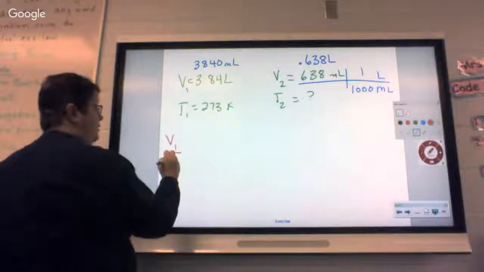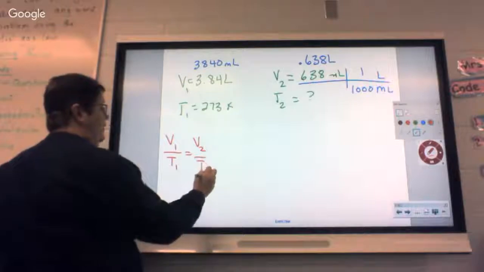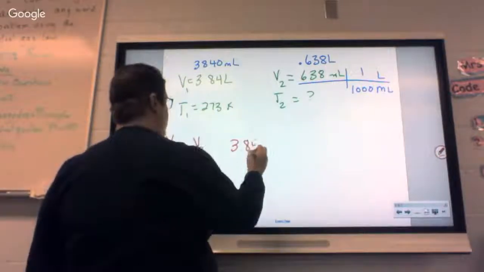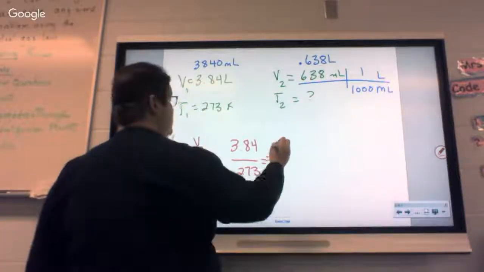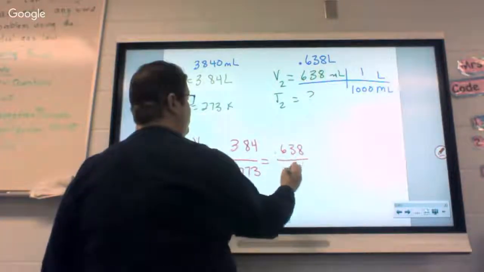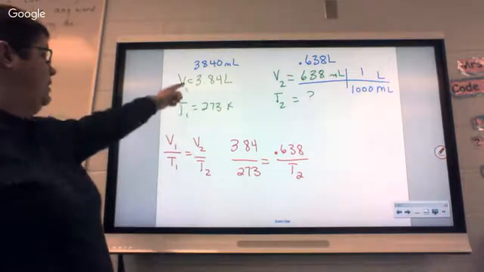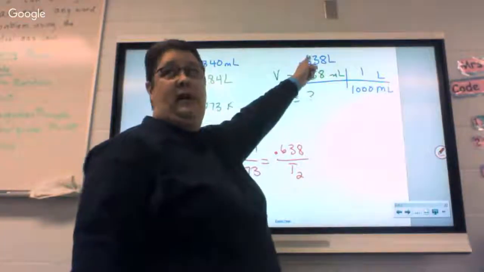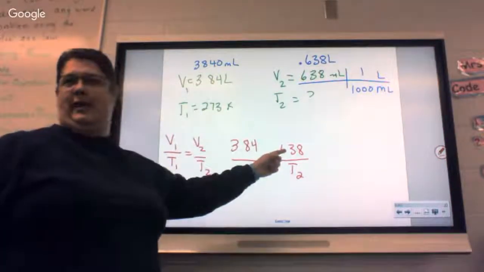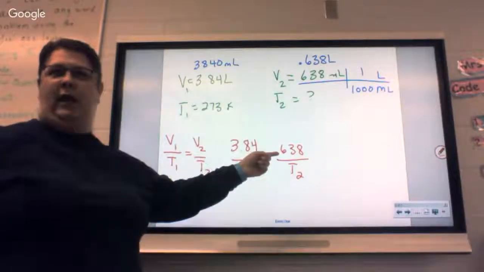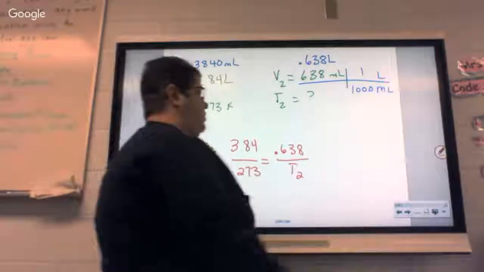V1 over T1 equals V2 over T2. Okay? So V1 is 3.84 over T1, which is 273, equals 0.638 liters over T2. I was double checking myself to make sure I picked the right number because I have liters. It's real easy to make the conversion and then forget to keep the converted number. A lot of people will go back and still pick up the number that was original to the question. So make sure you pick the one that you convert.